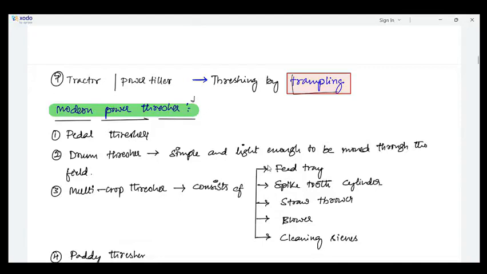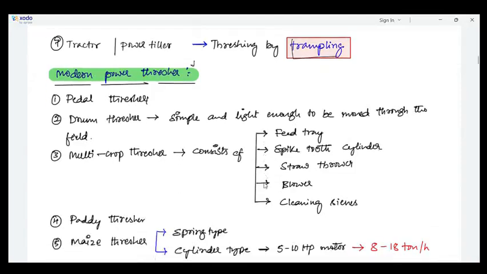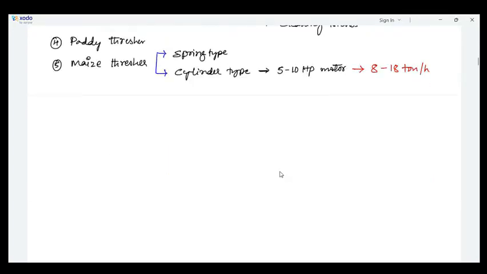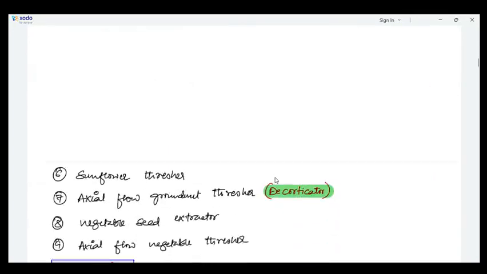And now, recently, we have modern power threshers, which are machine made. We have automatic threshers like the pedal thresher, drum thresher, multi crop thresher, and paddy thresher, and we have crop specific threshers as well. So this is how the seeds are extracted once they are harvested.